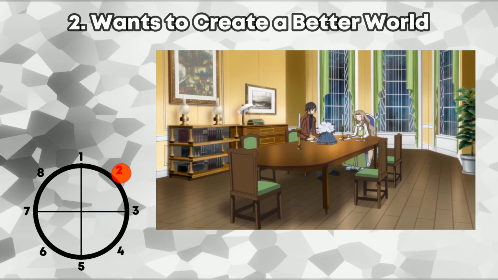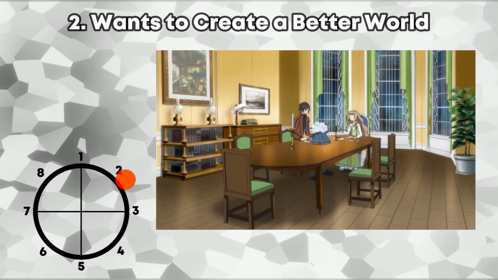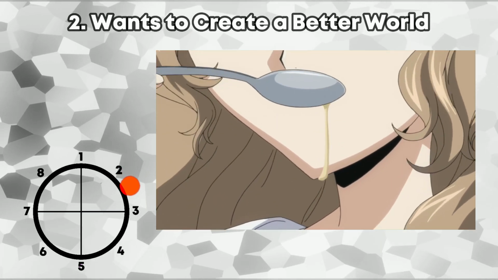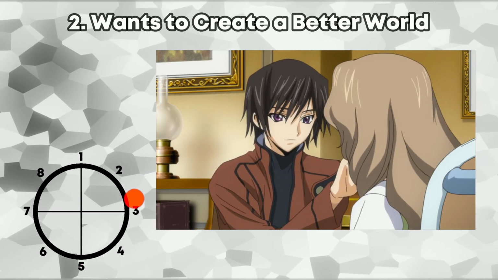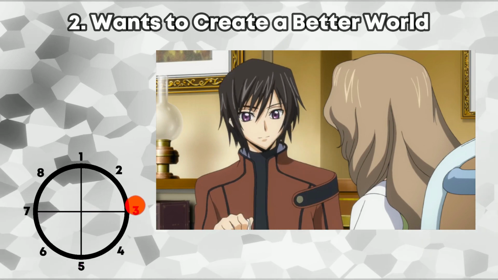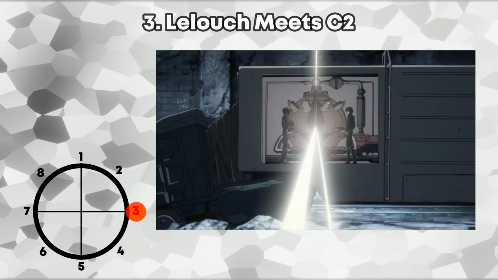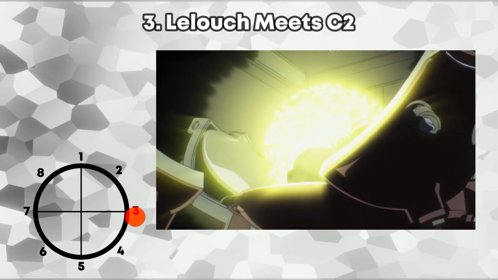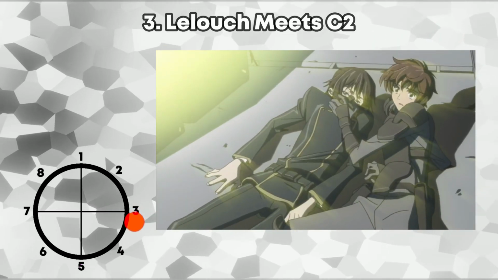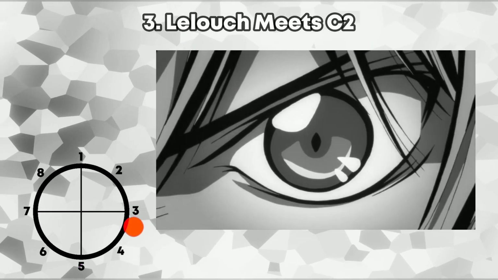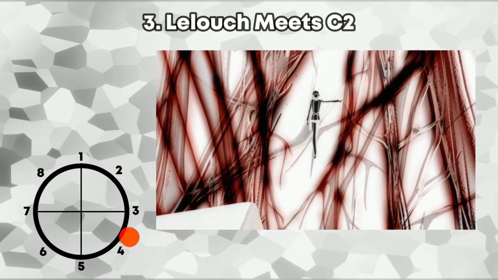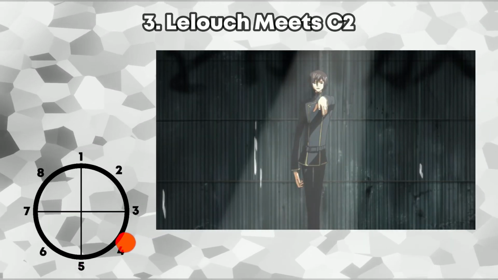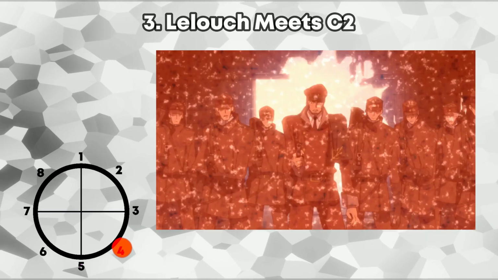2. He wants to create a world safe for his sister. His main goal is to overthrow Britannia to pursue a better world for Nunnally, but after being exiled to Japan, he was powerless. 3. He meets C.C. Years later, he meets a mysterious girl named C.C. and makes a contract with her. Through this contract, he was given the power of Geass, the ability to control and command anybody he wishes.